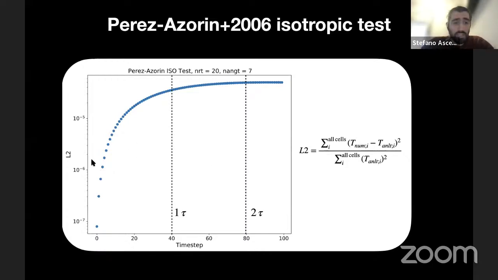And as you can see, this number is lower than 1. It increases at the beginning of the simulation, but it saturates very fast, more or less after one diffusion time scale. And it saturates, which is something really promising. And this simulation is done with the resolution of 20 radial points and 7x7 angular points per patch.